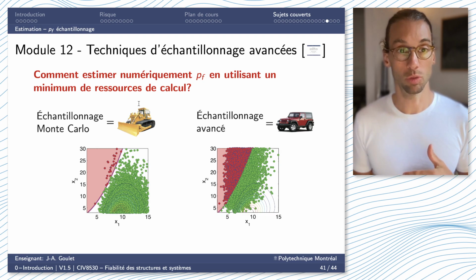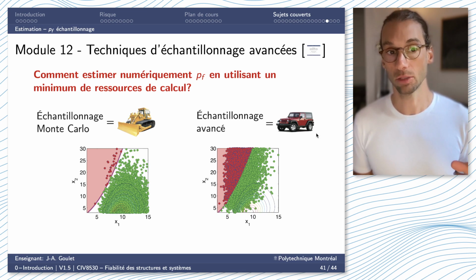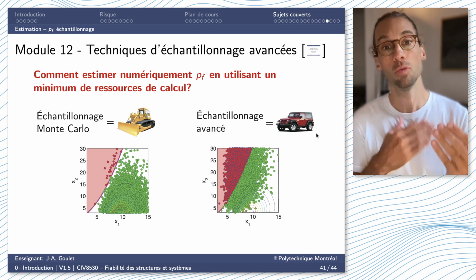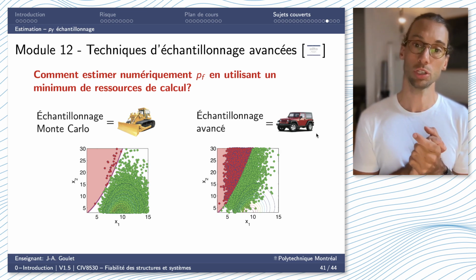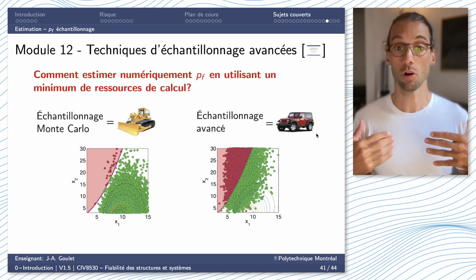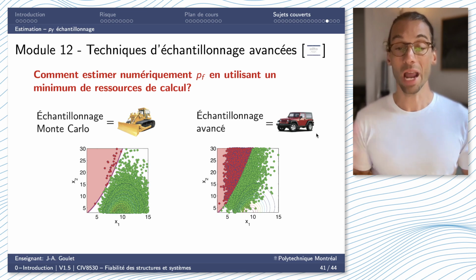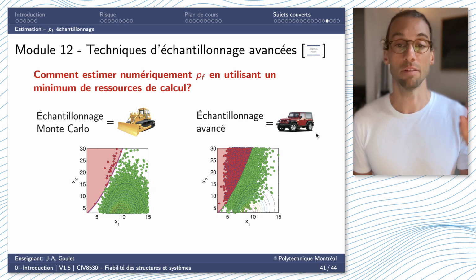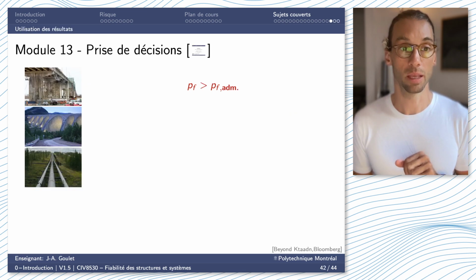Module 12, we're going to see more advanced sampling techniques. The first one was the plain Monte Carlo, which was like our bulldozer, but we're going to see a more advanced one, which is still consuming in terms of computational resources, but much less than the crude Monte Carlo. That's going to allow us to perform methods that are widely applicable, but more efficient than the basic one we're going to see at the beginning, which is very simple.